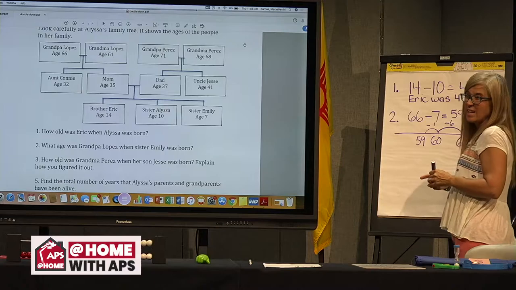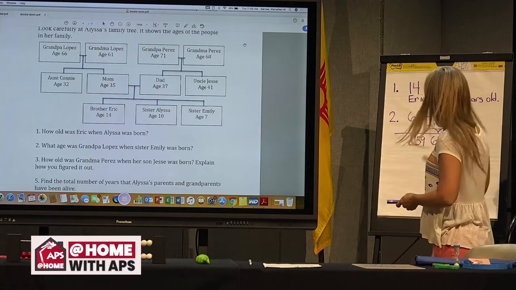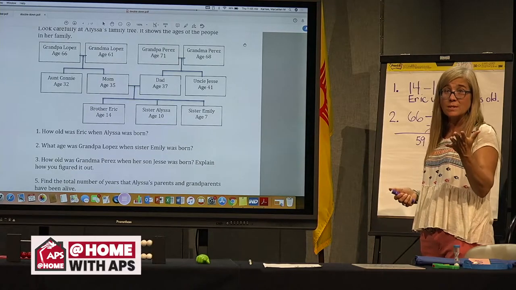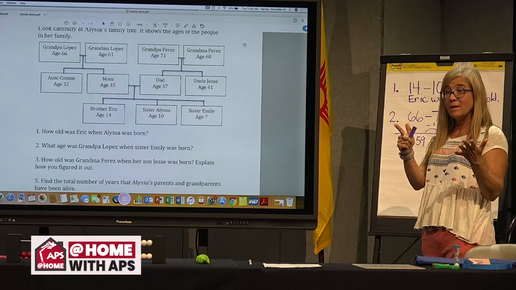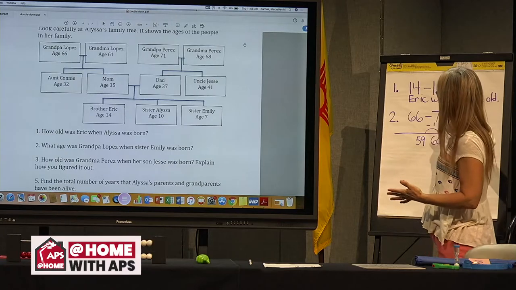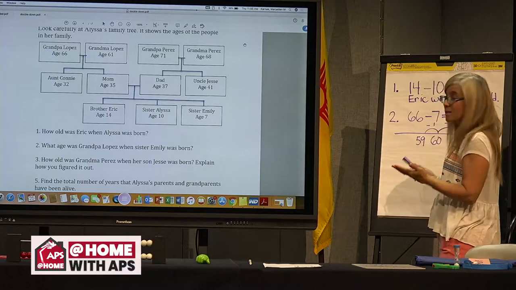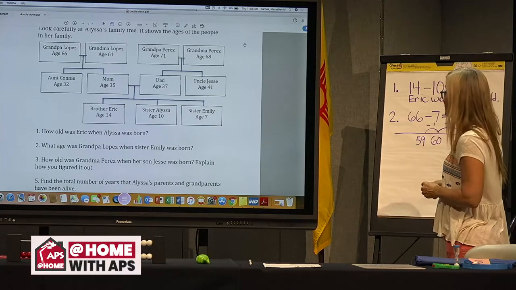We also could just count backwards to check, couldn't we? 66, 65, 64, 63, 62, 61, 60, 59. Takes a little longer than pulling it apart in chunks, and that's why we've been talking about using a lot of groups. But we could check it that way too if we wanted to make sure.